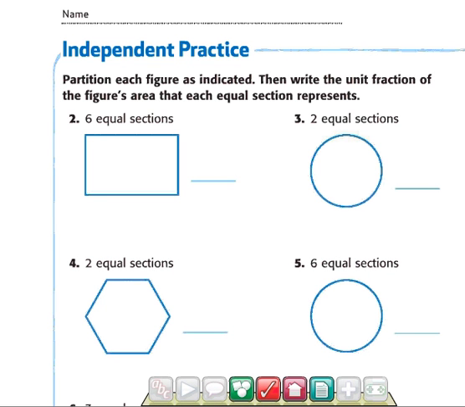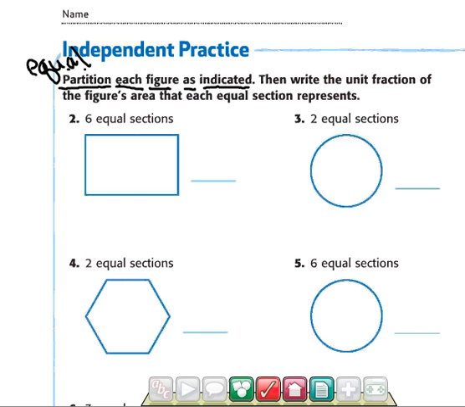Okay, today, ladies and gentlemen, what we're going to do is work on partition each figure as indicated. Let's talk about what that means. You remember yesterday we talked about the word partition. Partition means to separate into equal pieces. So we're going to go ahead and separate into equal pieces.